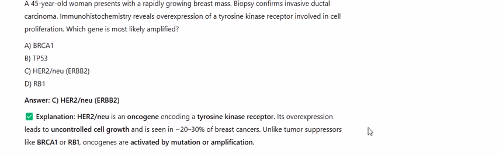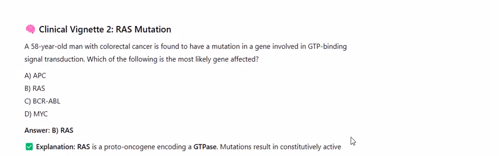Clinical Vignette 2. RAS mutation. A 58-year-old man with colorectal cancer is found to have a mutation in a gene involved in GTP binding signal transduction. Which of the following is the most likely gene affected? A. APC. B. RAS. C. BCR-ABL. D. MYC. Explanation. RAS is a proto-oncogene encoding a GTPase.